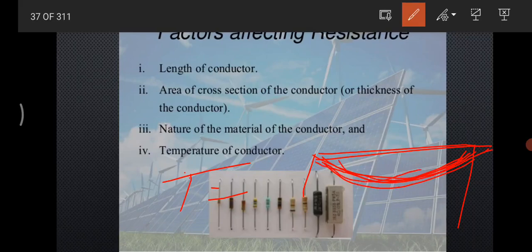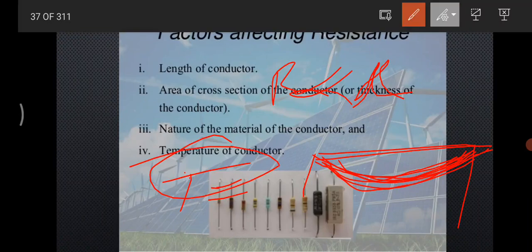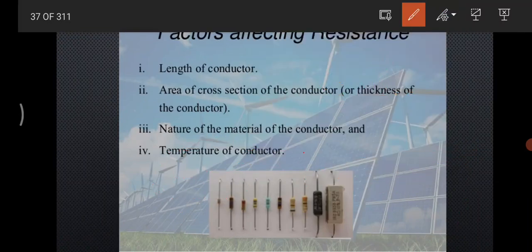As linear expansion is seen, the length is increasing, and we know that resistance is directly proportional to the length of the conductor. So if the temperature increases, the length also increases. If the length increases, the resistance is also going to increase. This is how resistance depends on temperature. Right now we are not including temperature as one of the factors to find the formula.